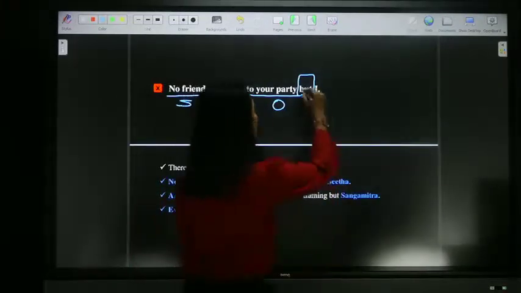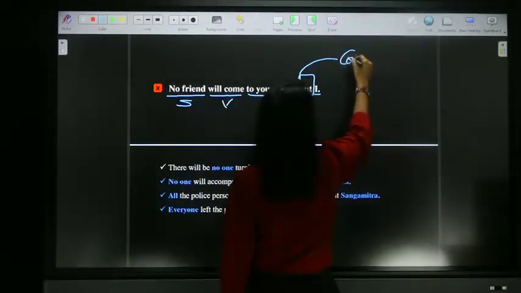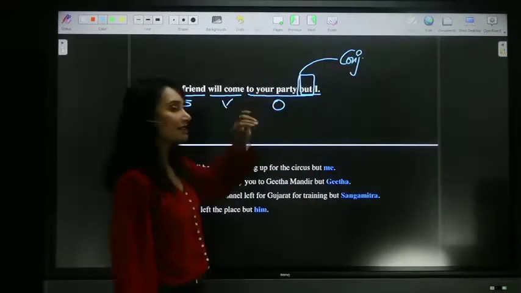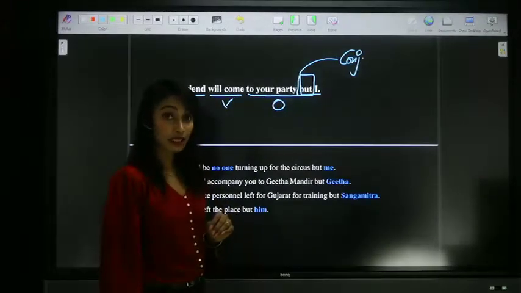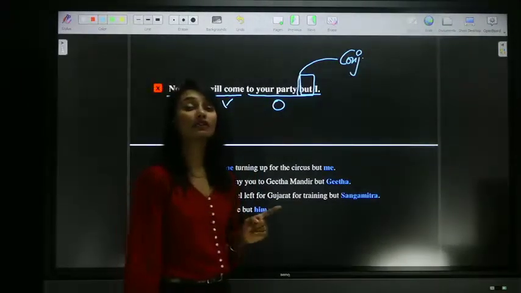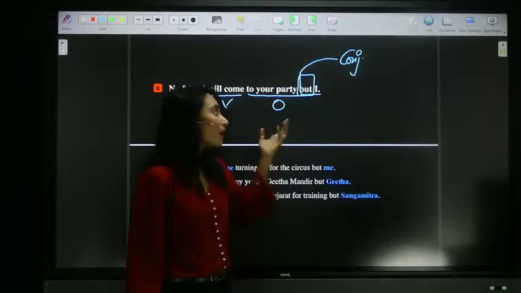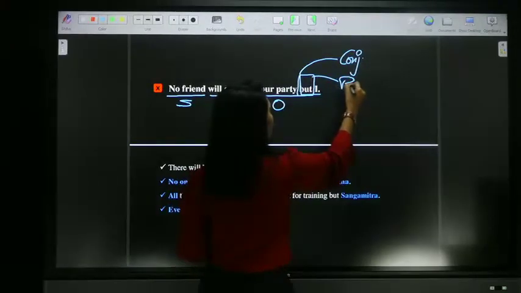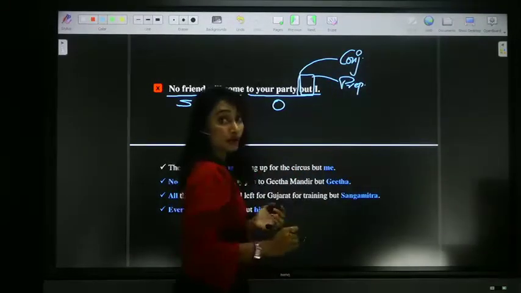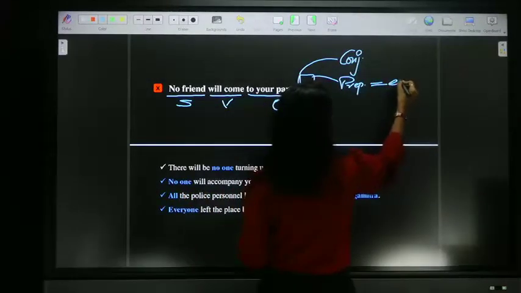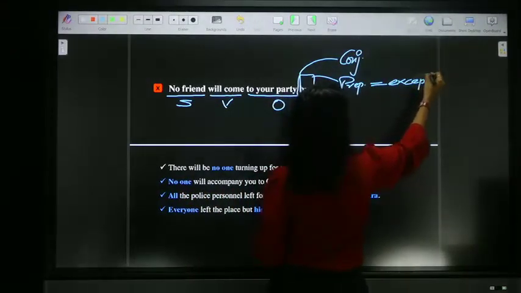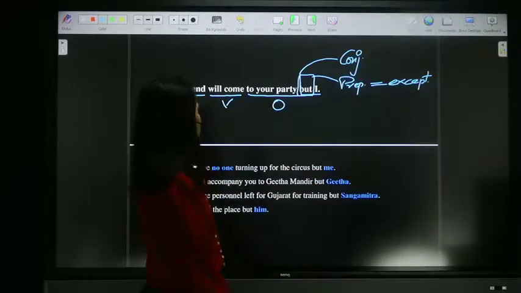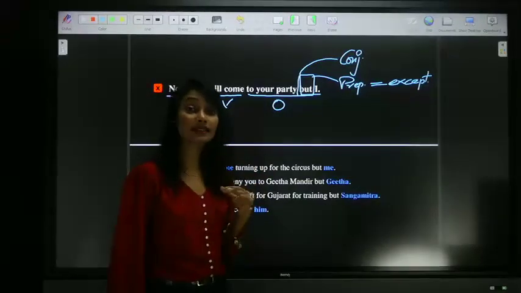Generally, we consider but as a conjunction. Generally, but is considered a conjunction, right? But here it is not a conjunction. Then what is it? In this given sentence, but is used as a preposition with the meaning of except. No one will come to your party except.